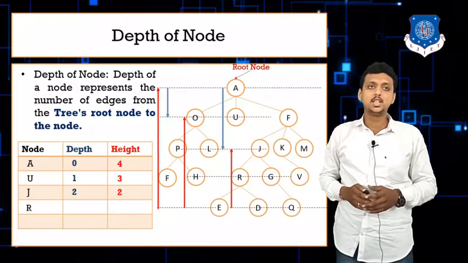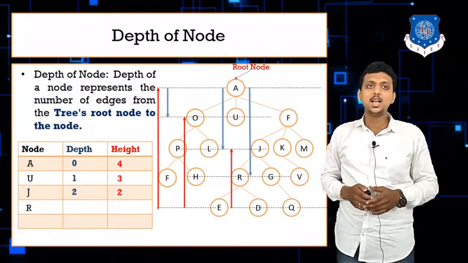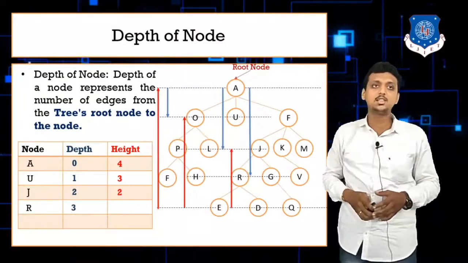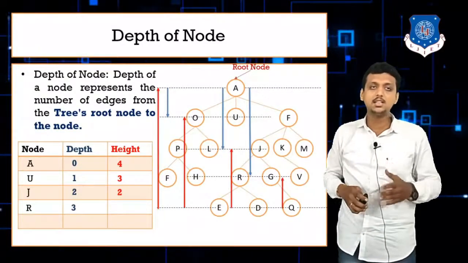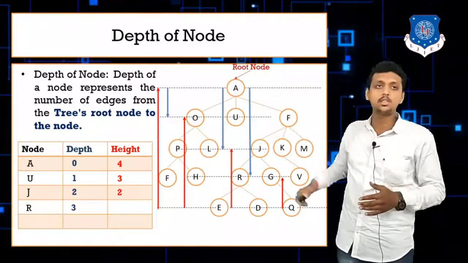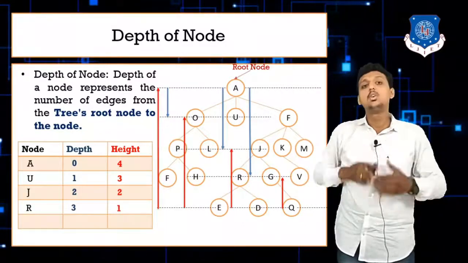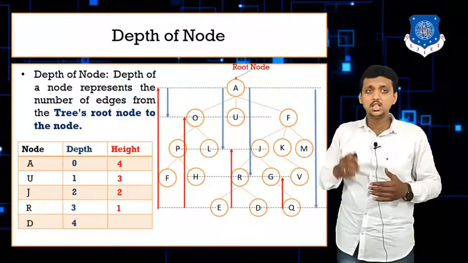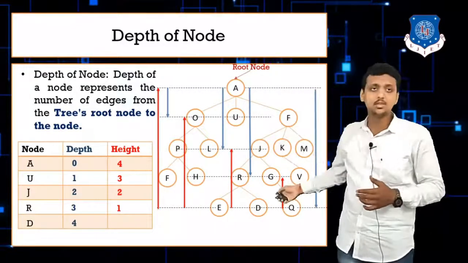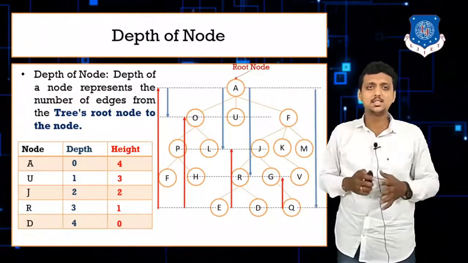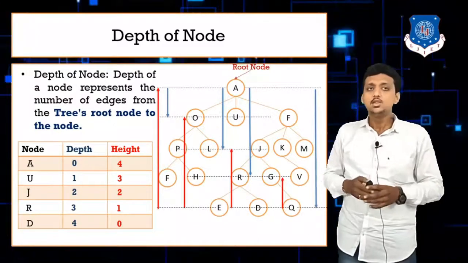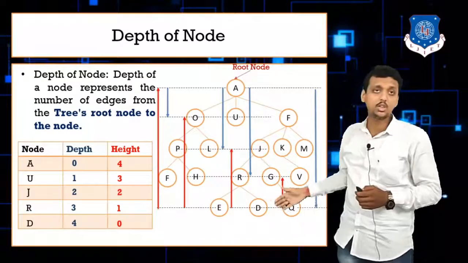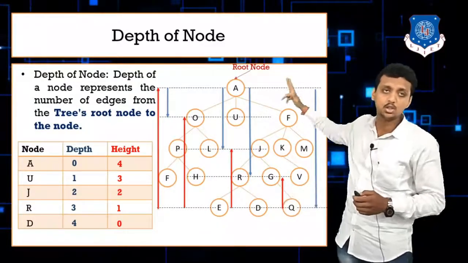Now the next we have, students, R. Depth is calculated from top to bottom, so that is 3, and height is calculated from bottom to top, that's why it's 1. Now moving forward, the last is D. Students, you can see the depth is 4 and the height is 0. So to calculate the depth, you go from top to bottom, and to calculate the height, you go from bottom to top.